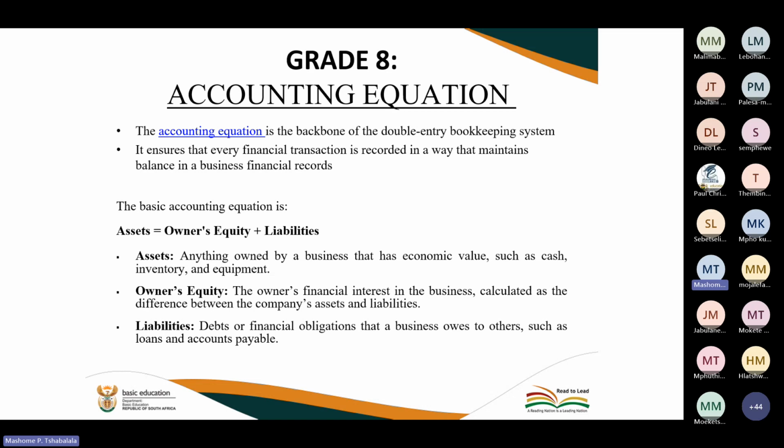Now, what are the assets? When we talk about the assets, we are referring to anything owned by the business that has economic value, such as cash, inventory, and equipment. Then we have owner's equity. The owner's equity is the owner's financial interest in the business. It's calculated as the difference between the business assets and the liabilities. Now, the last one is the liabilities. On the liabilities, we are referring to the debt or the financial obligation that a business owes to others, such as loans and accounts payable.